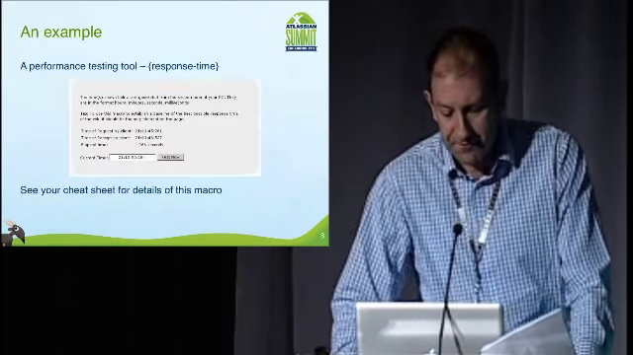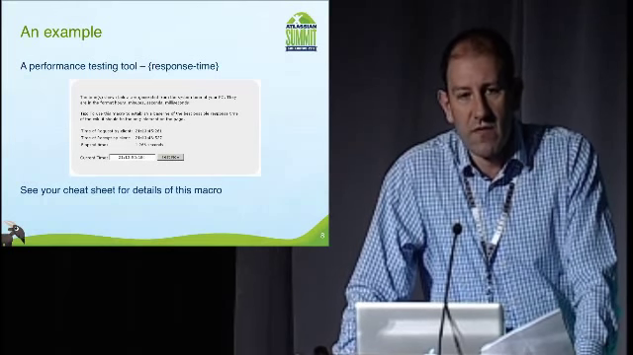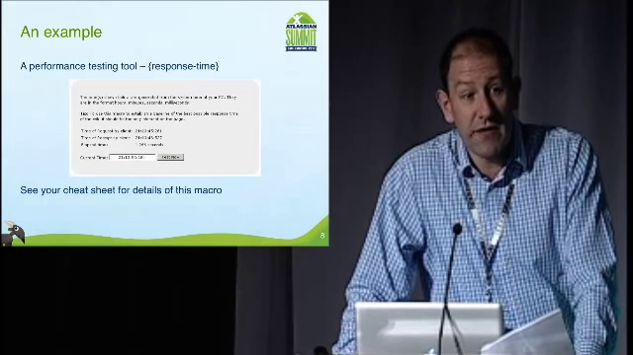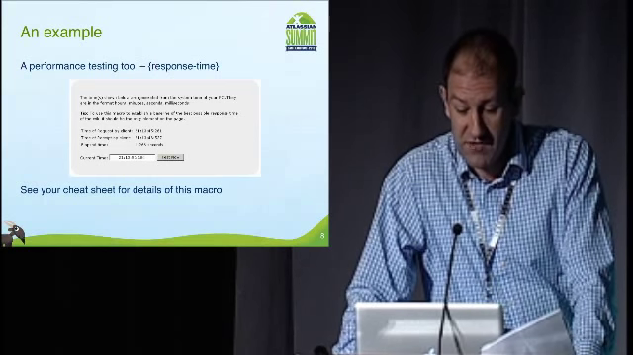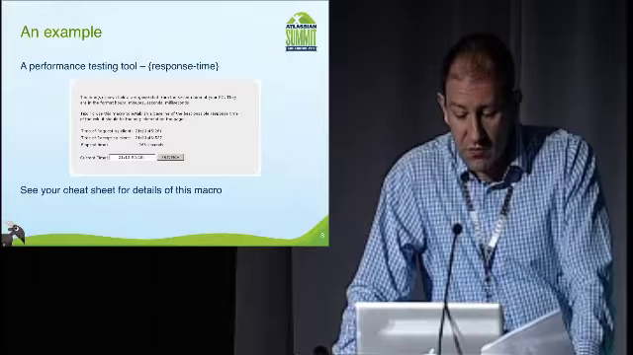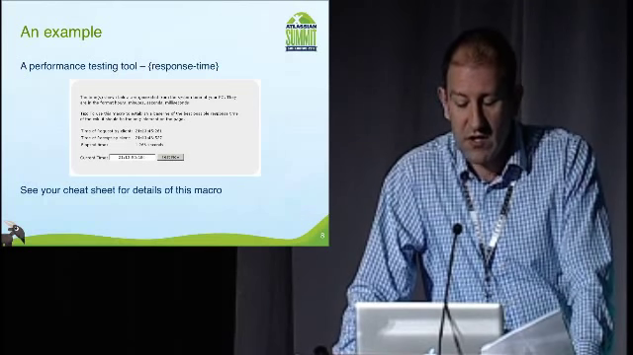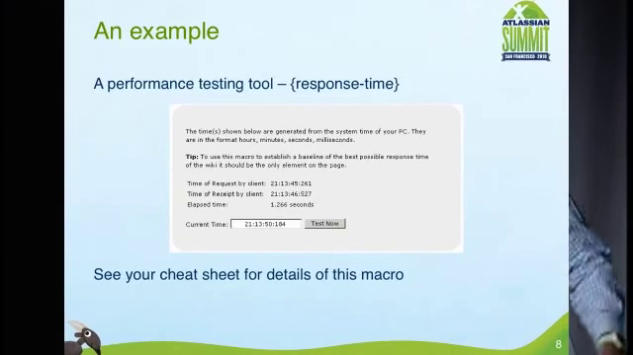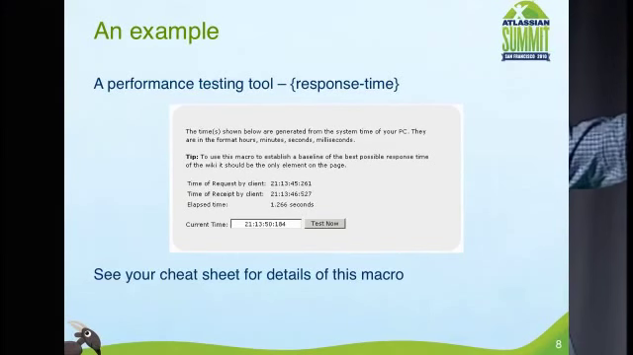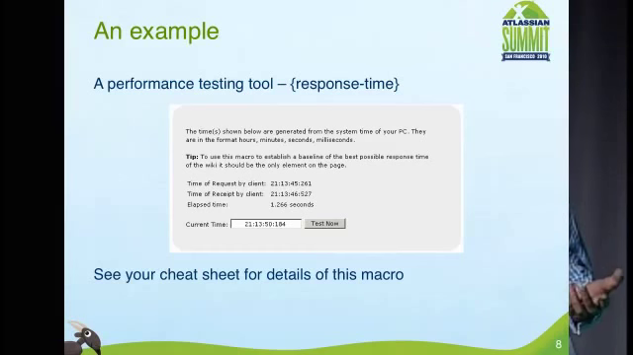Okay, an example. This is one that is available on the shared user macro area on the Atlassian website. I've given you the URL in the cheat sheet as listing 1. This is a very simple kind of response time testing tool. Simply by using the macro you see there, this content is added to the page, and it provides a very simple test mechanism that any end user can use by clicking the Test Now button. The page refreshes and reports back to him how long the page refresh took.